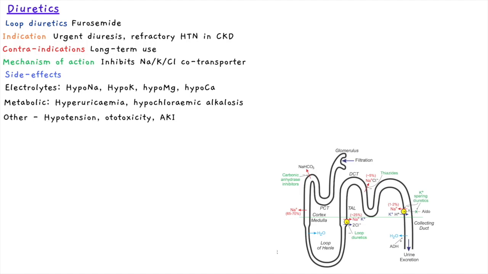From a metabolic perspective, however, you're losing fluid, but you're not really losing uric acid. So uric acid becomes more concentrated and you end up with hyperuricemia. Now, this is an important consideration if you're prescribing it to a patient with gout, because it can worsen gout, because gout is caused by increased uric acid. Hypokalemic alkalosis is also another important point.